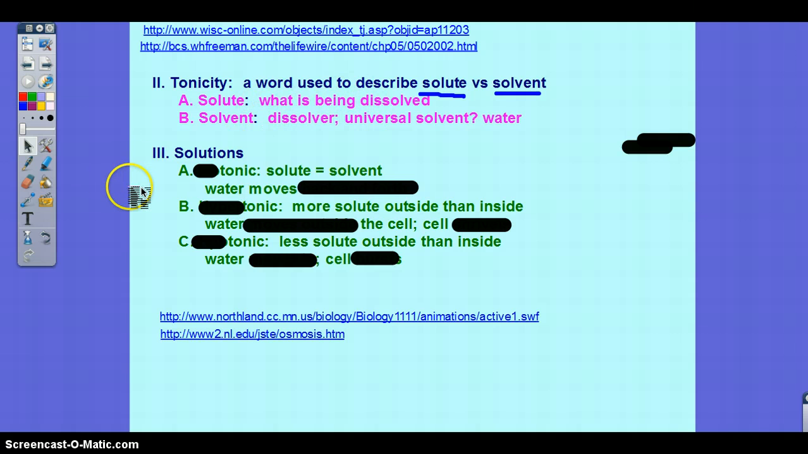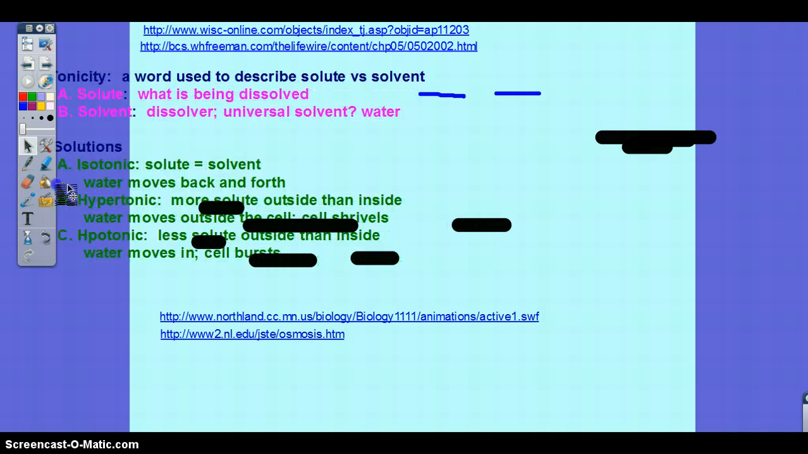So when you look at a solution, if a solution is isotonic, the solute concentration to the solvent concentration is equal. So that means molecules such as sugar or glucose, salt, any molecule other than water, which would be the solvent, would be equal to the water concentration. In this type of solution, water will move back and forth because molecules are always moving.